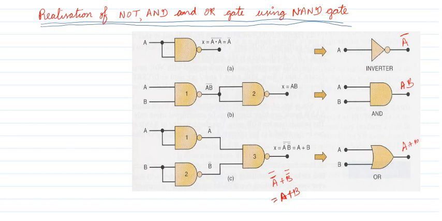So if you observe, the NOT gate, or inverting gate, this inverter is nothing but your NOT gate, and your AND gate and your OR gate are all implemented using your NAND gate. This is the NOT gate implemented using NAND gate. This is your AND gate implemented using your NAND gate. This is your OR gate implemented using your NAND gate.